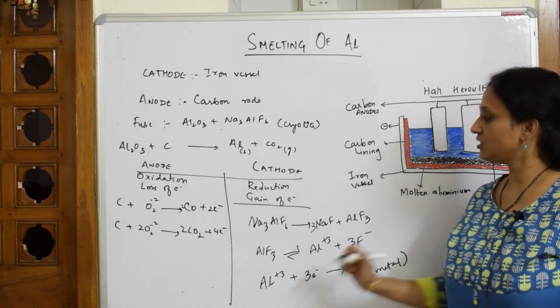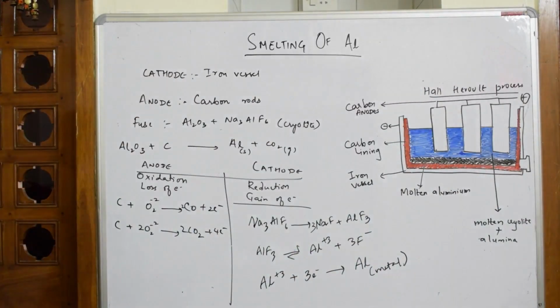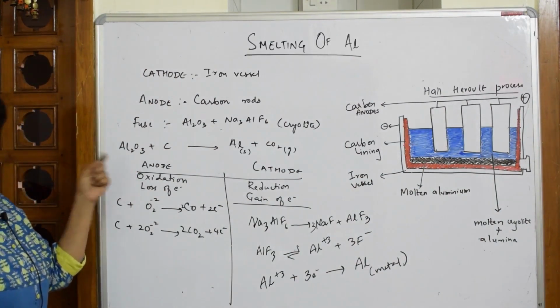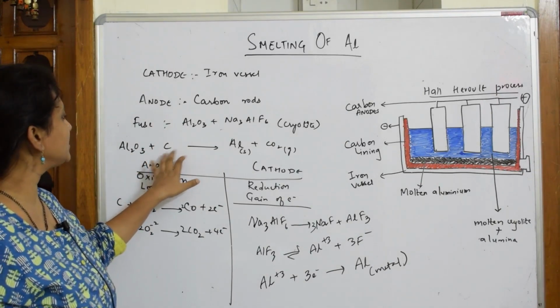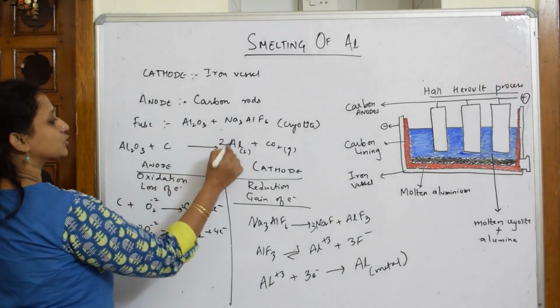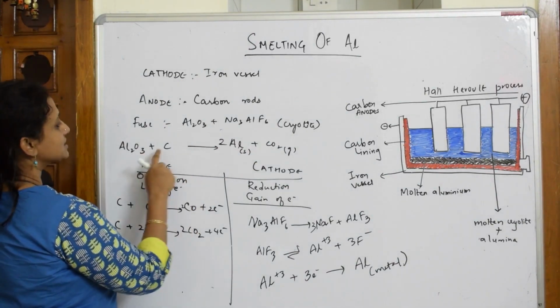This is how is your Hall-Héroult process. Just see again, first what did we do? We have got this aluminium trioxide from Bayer's process. That, I try to reduce it with your coke. When I try to reduce it with coke, it got converted to carbon dioxide. So let us balance this. We didn't balance this reaction.